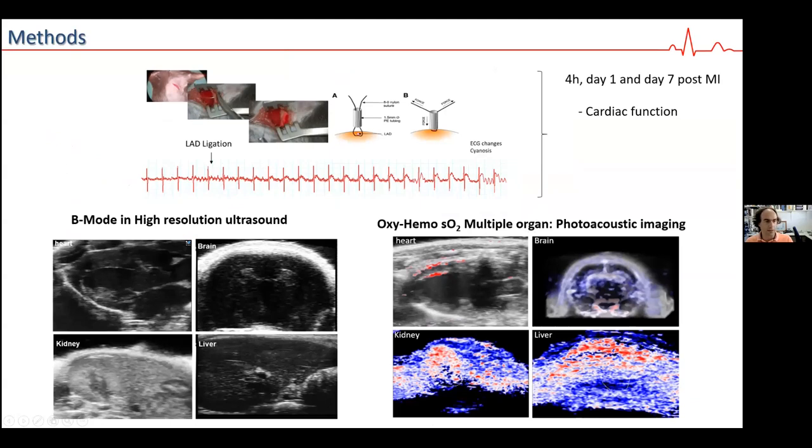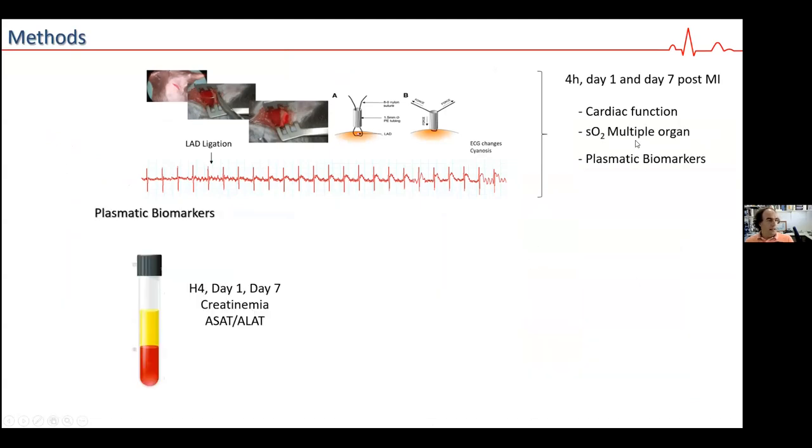So it's quite fast. Then we use some plasmatic biomarkers at three different time points: 4 hours, day one, day seven. We assess ASAT and ALAT for the liver, and creatinemia for kidney function.